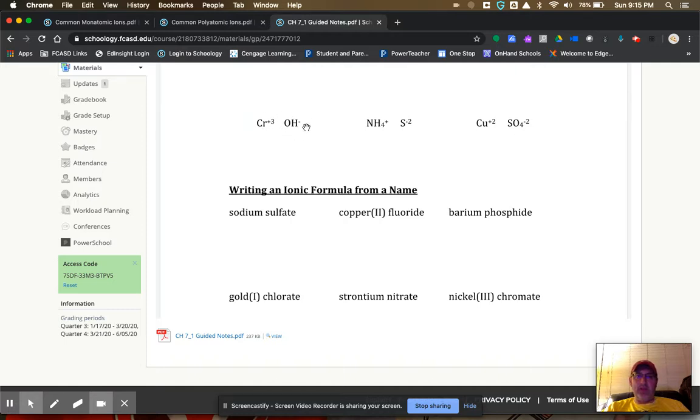This polyatomic ion is called hydroxide. So let me go to my pen down here. We can use the red, that's fine. So remember what you do. The plus 3 is here, so we crisscross our charges. We're going to have 3 here, and then we're going to have 1 right there.